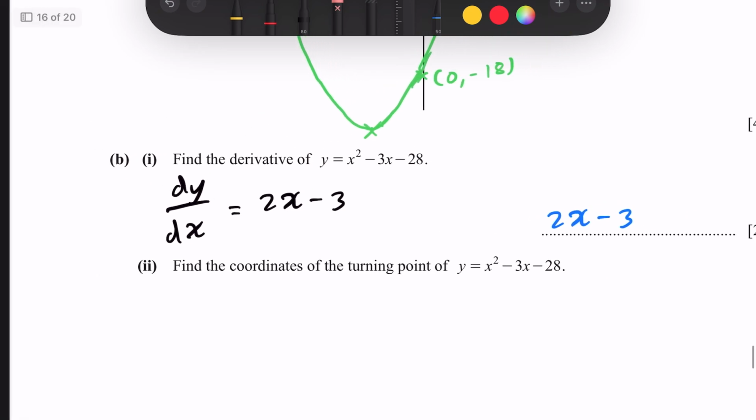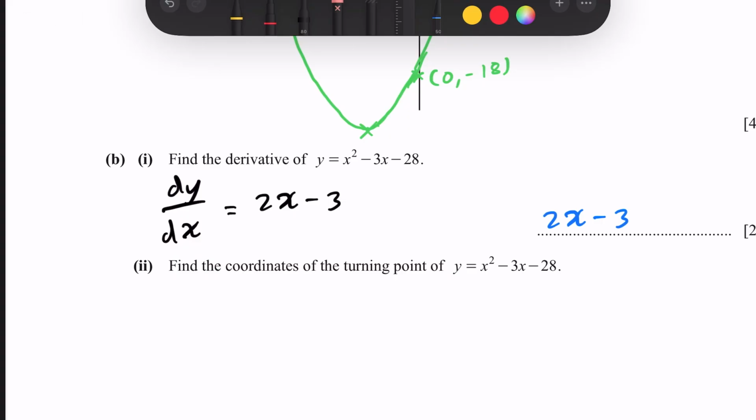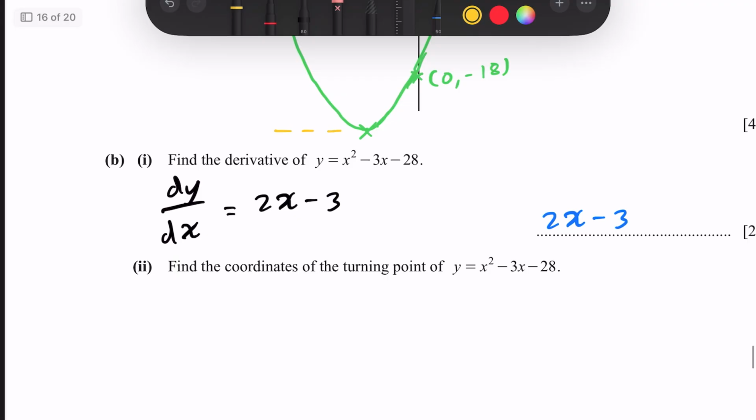And our B(ii) question is to find the coordinates of the turning point of y is equal to x squared minus 3x minus 28. So we can use our derivative function. Since at the turning point, the derivative, which represents a gradient essentially, is equal to 0. So our m is equal to 0.